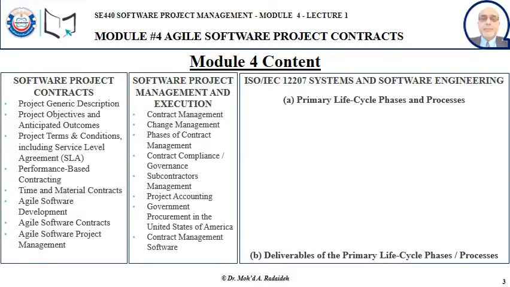Now, for the third part of this module, the ISO IEC 12207 standard for systems and software engineering lifecycle, we'll have two folds for this. First of all, we'll talk about the primary lifecycle phases of this standard, including the processes of each of these phases, and then we'll talk about the deliverables of the various phases.